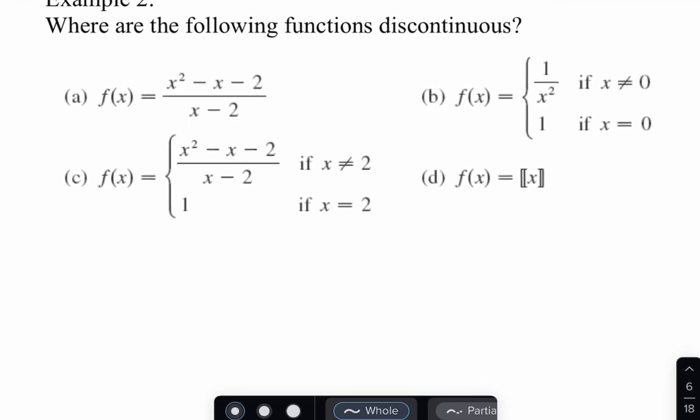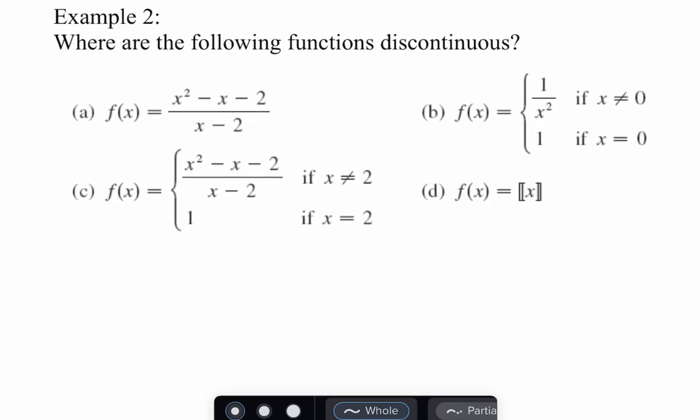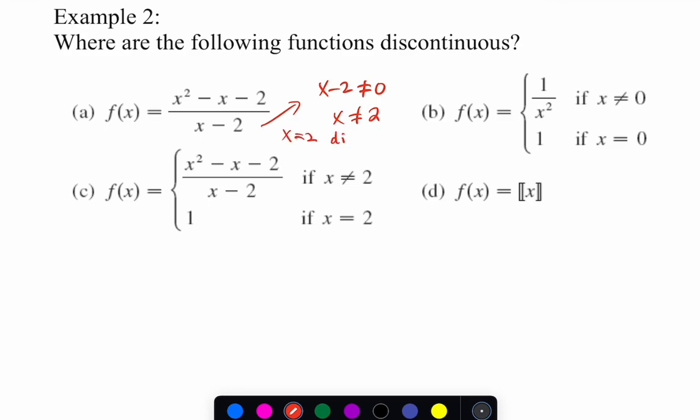So it says, where are the following functions discontinuous? Well, think about a fractional function. What messes up a fraction? Denominator. So here, x minus 2 is not allowed to equal 0. So at x equals 2, we have a discontinuity, because our denominator is not allowed to equal 0.